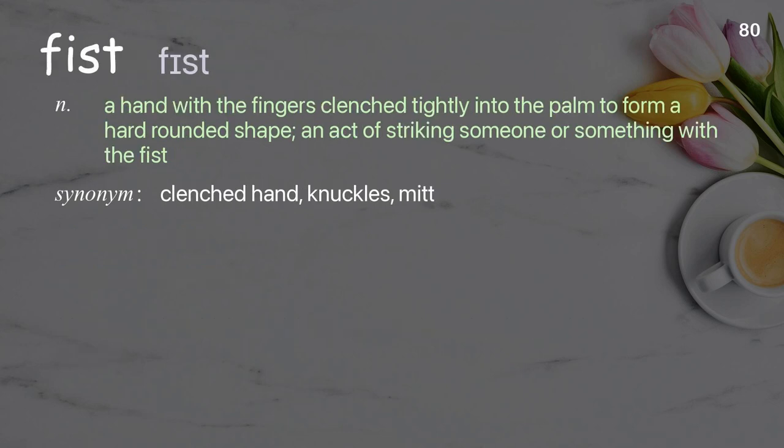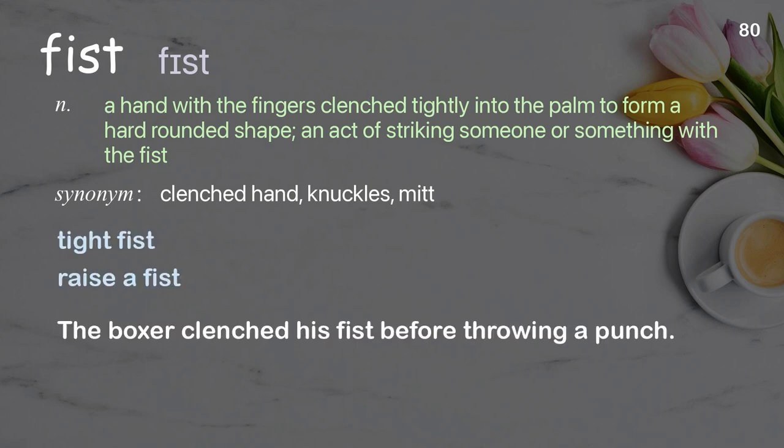Fist. A hand with the fingers clenched tightly into the palm to form a hard rounded shape, an act of striking someone or something with the fist. Examples: tight fist, raise a fist. The boxer clenched his fist before throwing a punch.